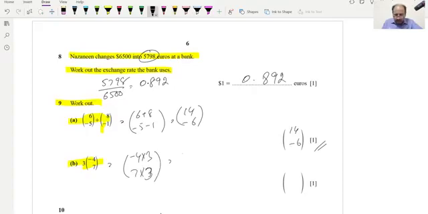And this will be equal to minus 12 and 21. So this will be minus 12 and 21 will be our answer.